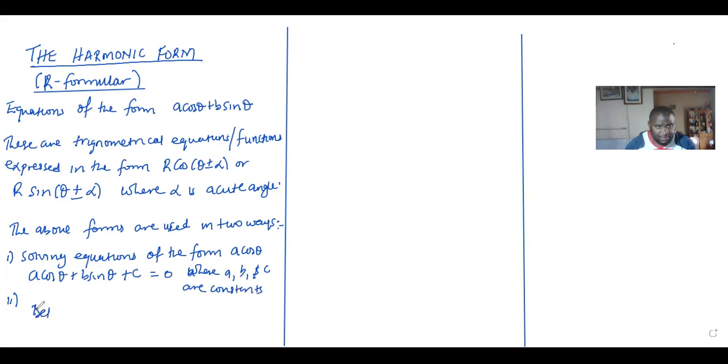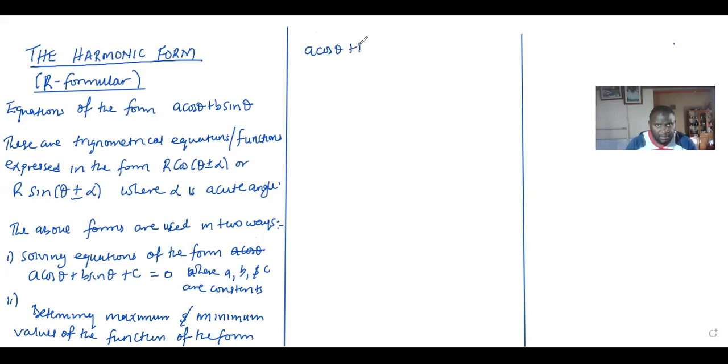Then two, we can have determining maximum and minimum values of the function of the form A cos theta plus B sine theta plus C, where A, B, and C are constants. So the second one is looking at mainly an expression. The first one is looking at an equation, whereby an equation is one where we have an equal sign, whereby the expression is one which we have without an equal sign.